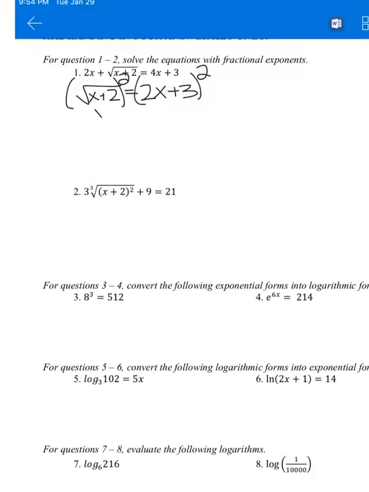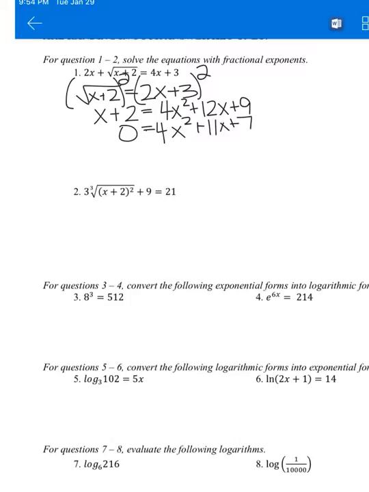When you square the left, it's easy. You get x plus 2. On the right, though, you have to remember to double distribute. You have to do 2x plus 3 times 2x plus 3, which gives you 4x squared plus 12x plus 9. It's a quadratic equation, so I set it equal to 0. So this is 0 equals 4x squared plus 11x plus 7.